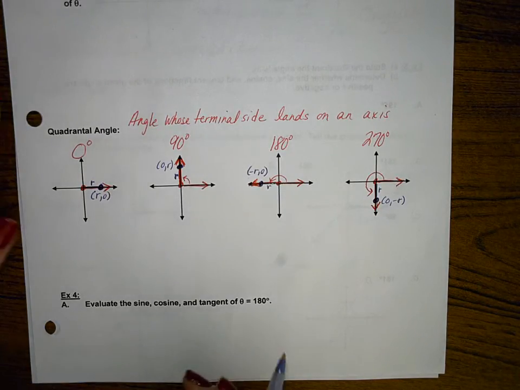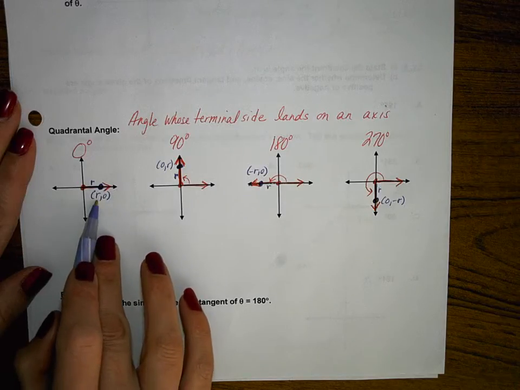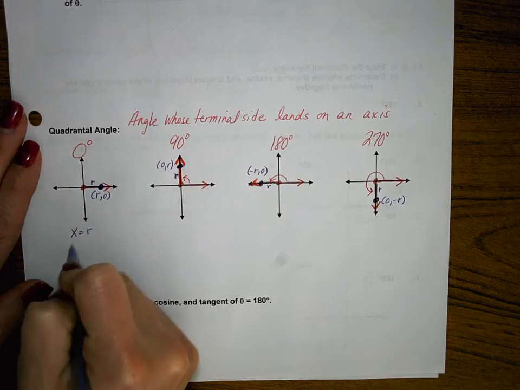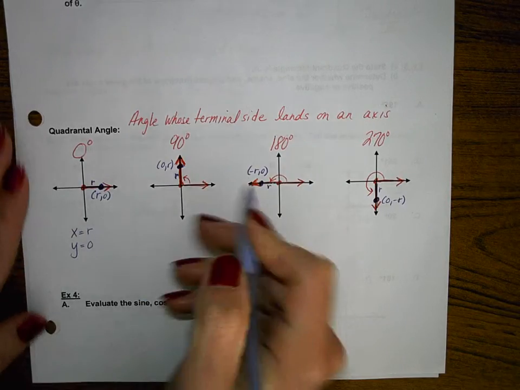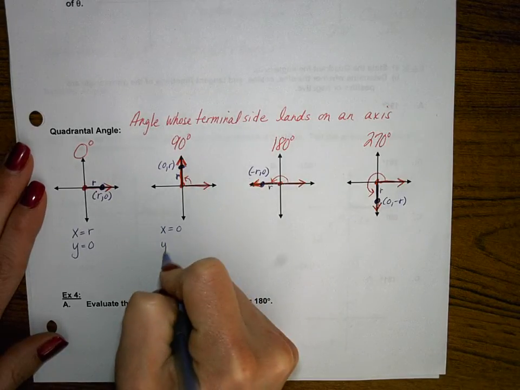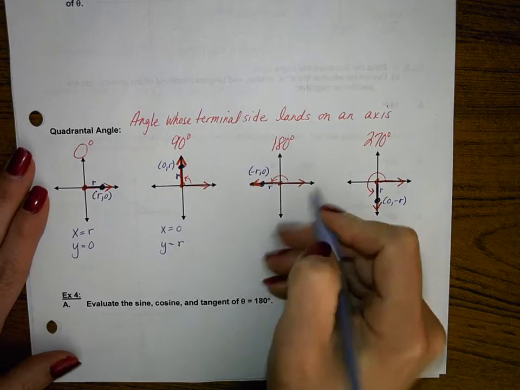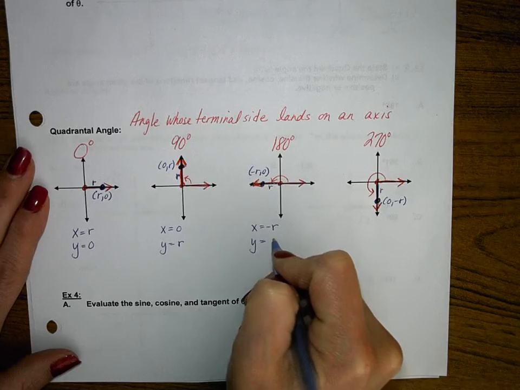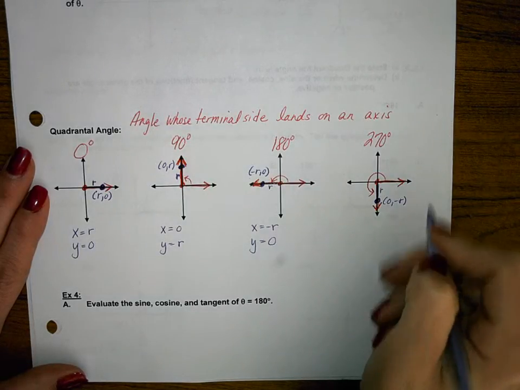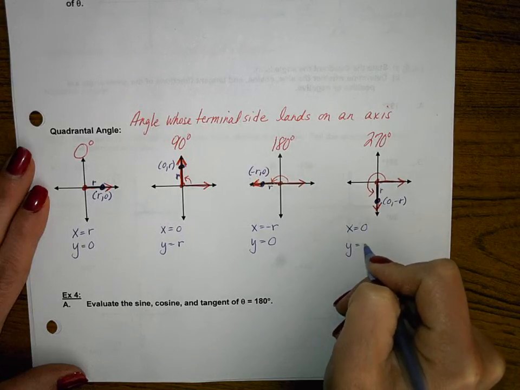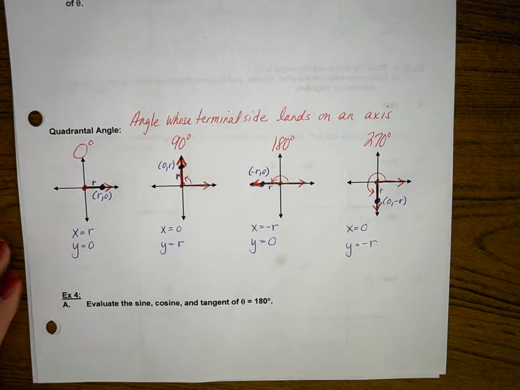Okay, now keeping in mind, if here I'm at (R, 0), my X is the R, and my Y is 0. Okay, with this point, my X is 0 and my Y is R. Okay, with this point, my X is the opposite of R and my Y is 0. And at 270 degrees, my X is 0 and my Y is negative R. Okay, because we know that we use that X and that Y.